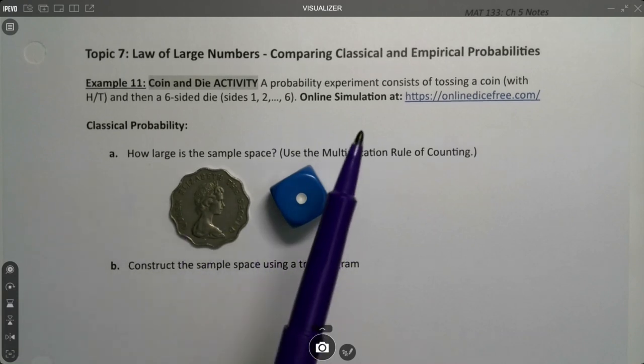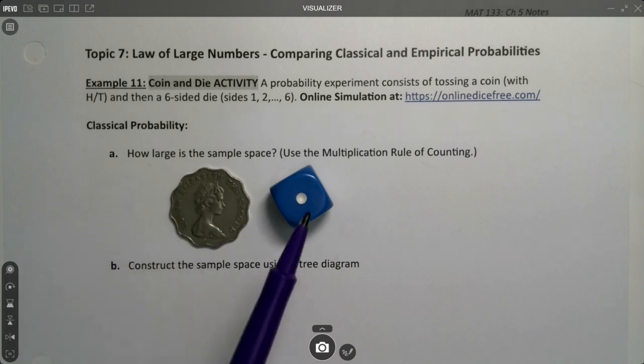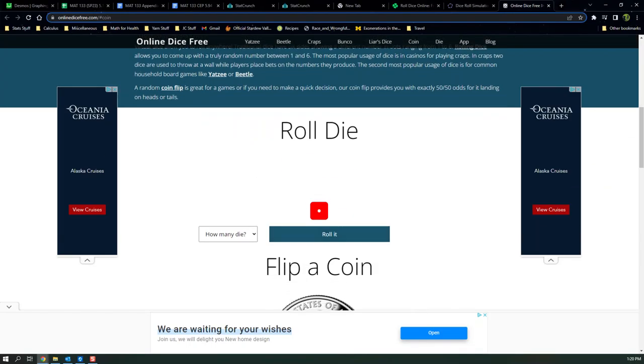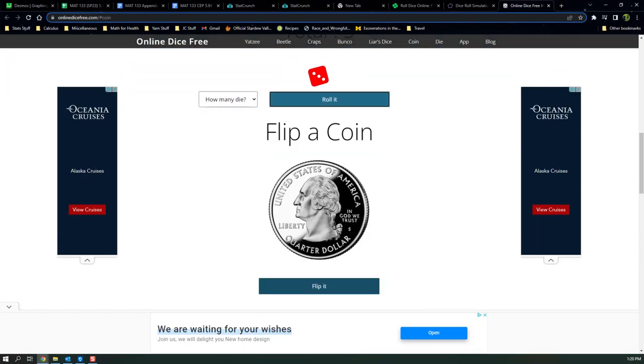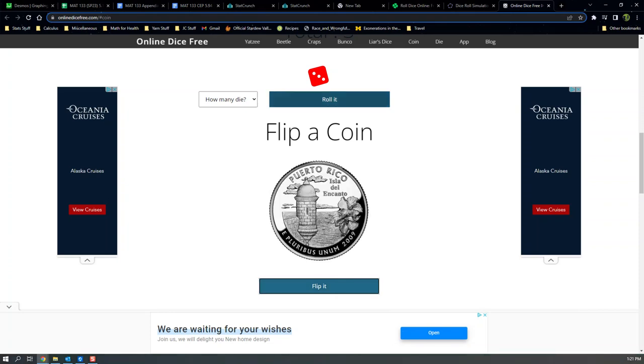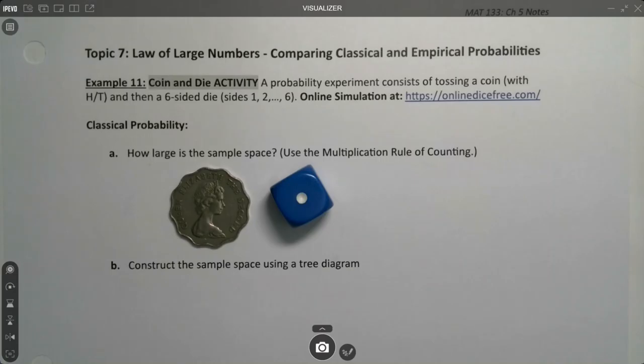So we have a probability experiment that consists of tossing a coin, which has a heads or a tails, and then a six-sided die. And we can do this online with an online simulator as well. So you can roll the die right here and then toss the coin or flip the coin. And there you have it. So that's tails and that's a 3. All right, so either way you like it, do whatever you like.